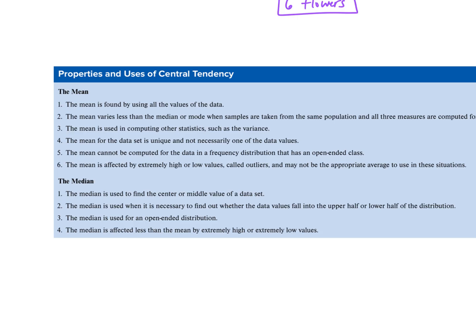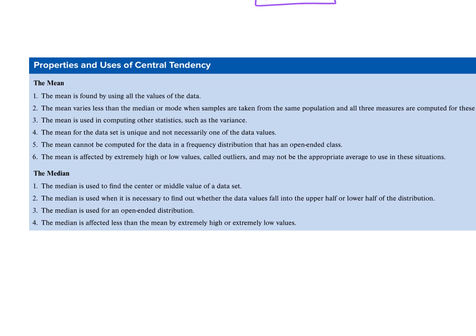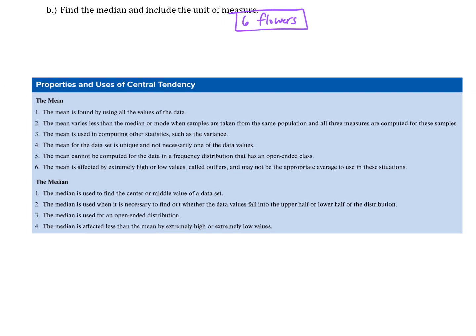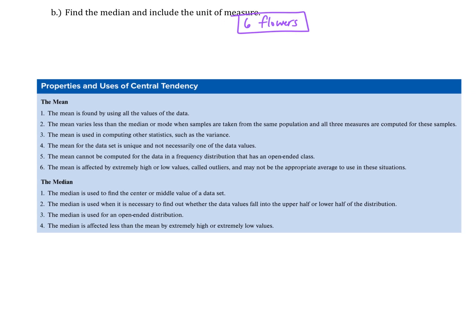So, properties and uses. The mean is found, obviously, by using all the data values. It varies less than the median or mode when samples are taken from the same population and all three measures are computed for these samples. It is used in computing other statistics such as variance. We're going to get into that soon. The mean for the data is unique and not necessarily one of the data values. It cannot be computed for the data in a frequency distribution that has an open-ended class. And it's affected by extremely high or low values and may not be the appropriate average to use.